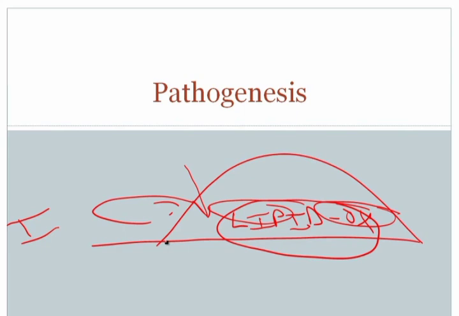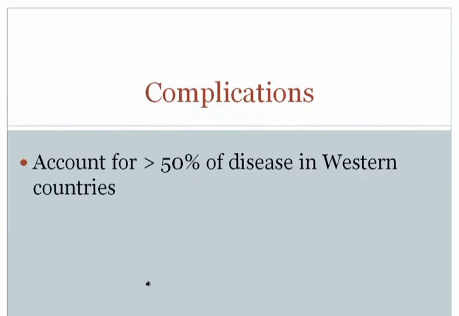Now that fibromuscular cap is due to the inflammation and healing, which leads to deposition of extracellular matrix and proliferation of smooth muscle. And so in the end, what's going to happen is that this is going to be the blood vessel, and you're obviously going to have this atherosclerotic plaque that will occlude the blood flow, or that will decrease the blood flow. Complications of atherosclerosis account for more than half of disease in the Western world, and let's walk our way through some of these now.